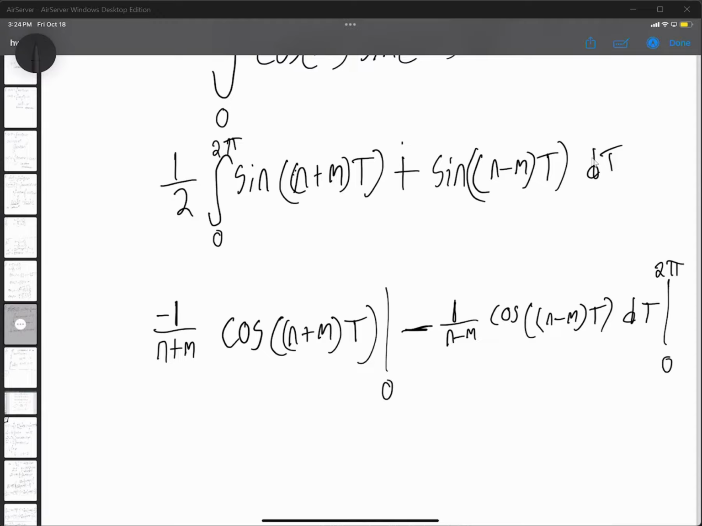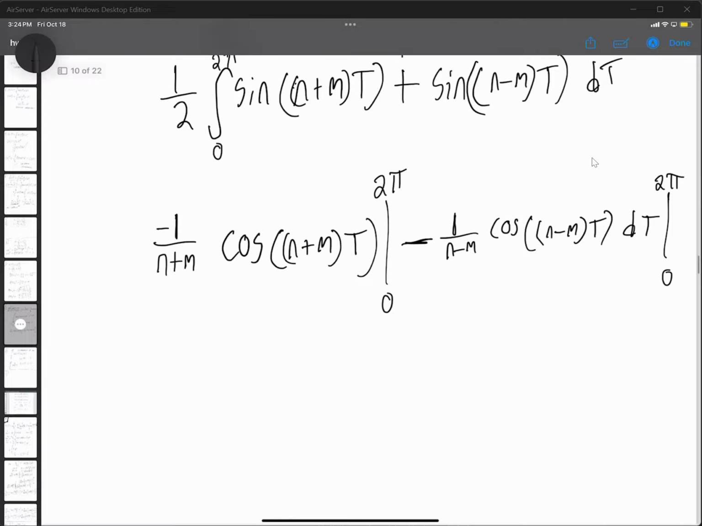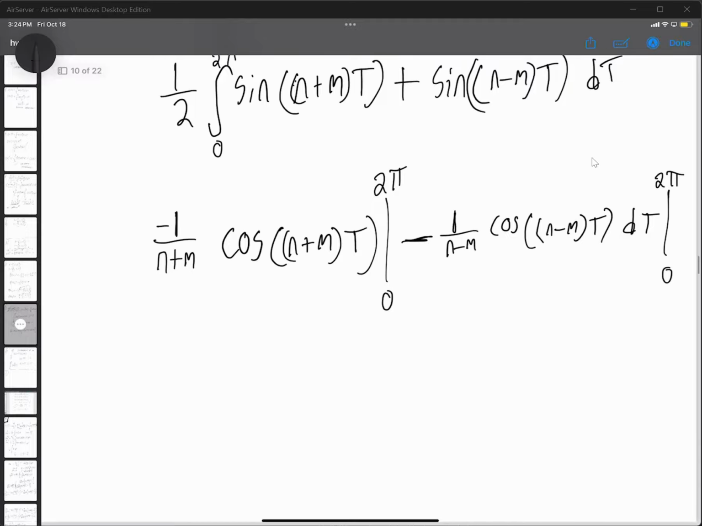And at 2 pi, it's going to be 1. And then at 0, it's also going to be 1. So we're going to have the same functions canceling each other out. Let's say, let this be x. This is going to be equal to x. Essentially, we're going to have x minus x, which is going to equal 0. We're going to have the same case over here.